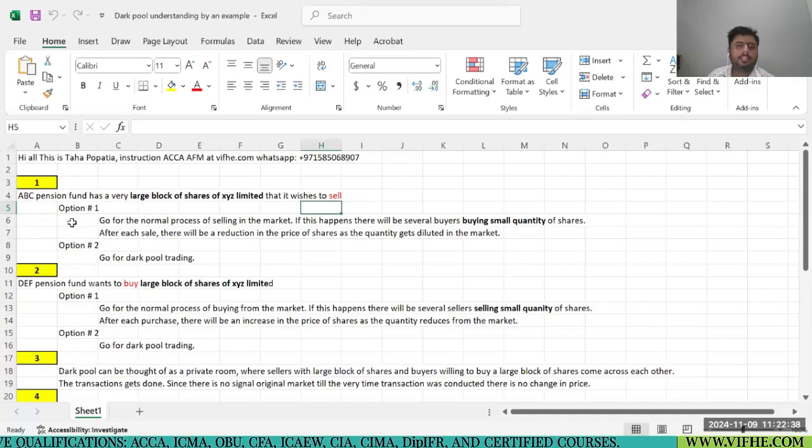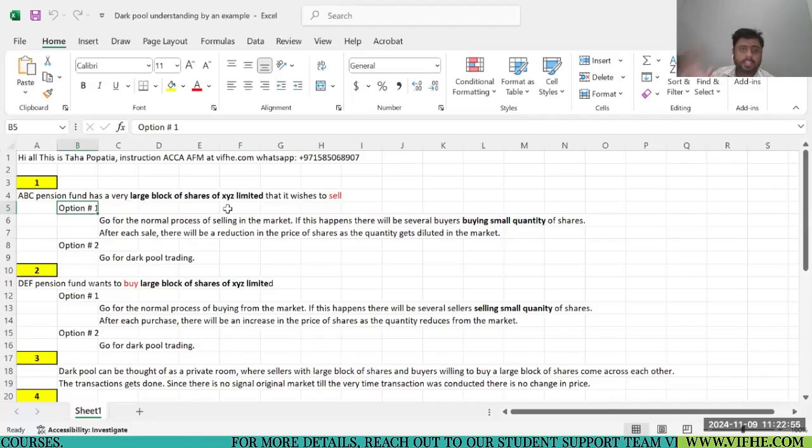Now, this pension fund has 2 options. Option 1 is to go to the normal stock market. So what will happen if they go to the stock market? Since they have to sell a very huge block of shares, there will be a high chance that one single buyer will not buy everything.